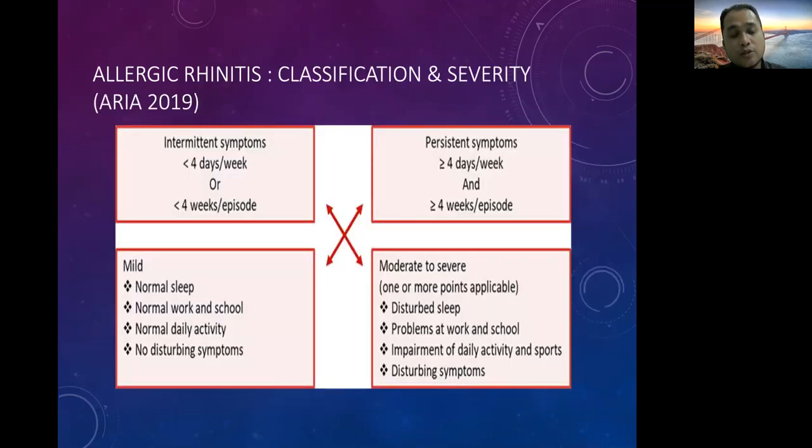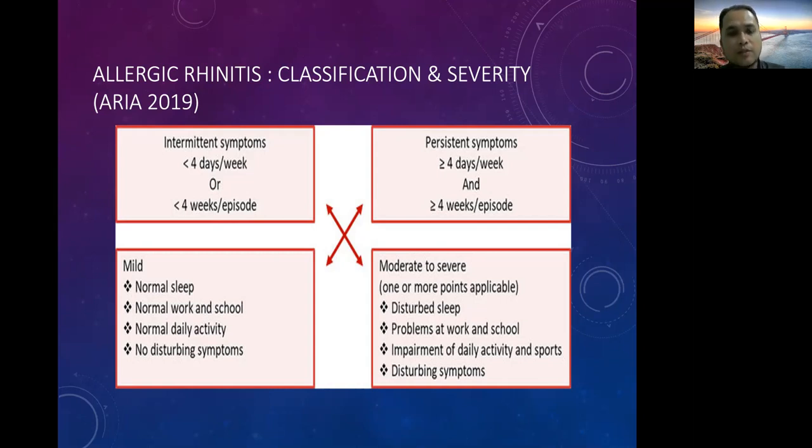In the 2019 ARIA guideline, allergic rhinitis is further classified by the severity of the disease. In the mild type, the daily activity of the patient is not disturbed. They will have normal sleep, normal work and school, and no disturbing symptoms. However, in moderate and severe, they will have disturbed sleep, problems during work and school, and their daily activities will be impacted.